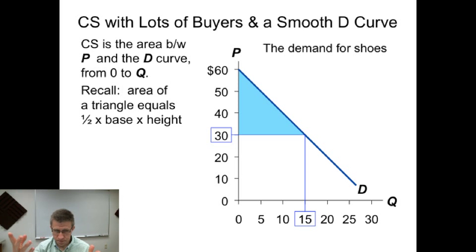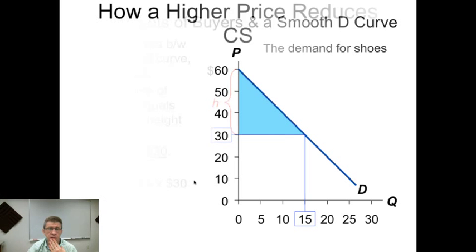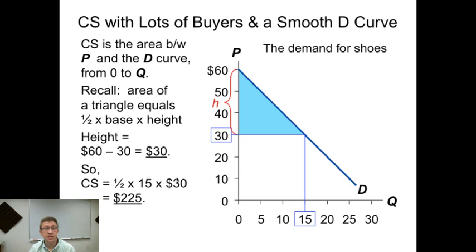Okay, I hope you paused it. What would the consumer surplus be? Well, the base is 15, right? Quantity of 15. You go from 15 to 0, so the base is 15. What about the height? Well, the tallest point on the triangle is 60. The lowest point's 30, so the height is 30. 15 times 30, that is 450. Multiply that by 1/2, you get 225. Consumer surplus in this is 225.